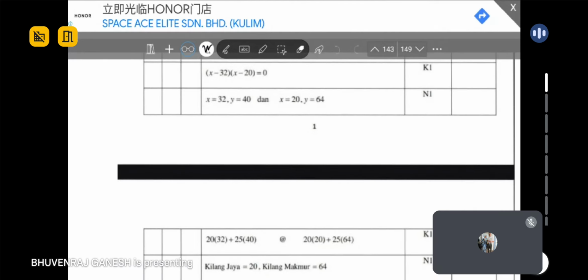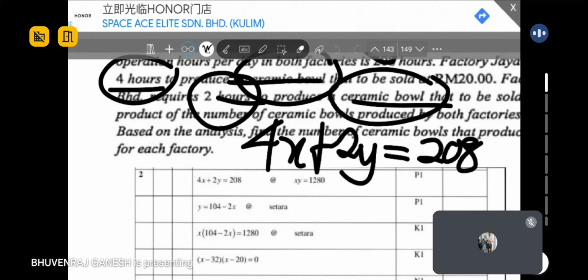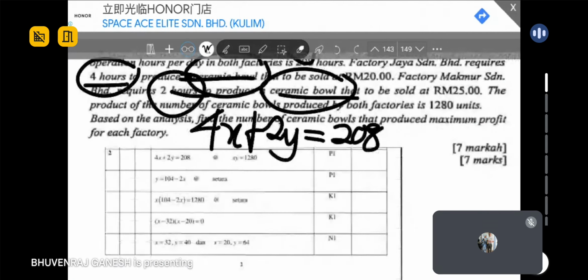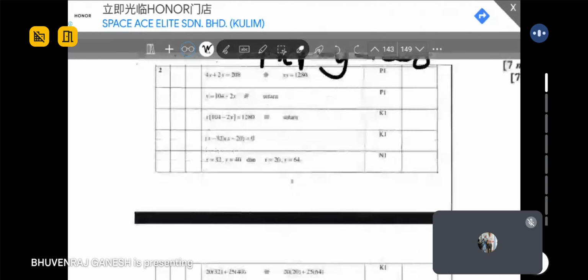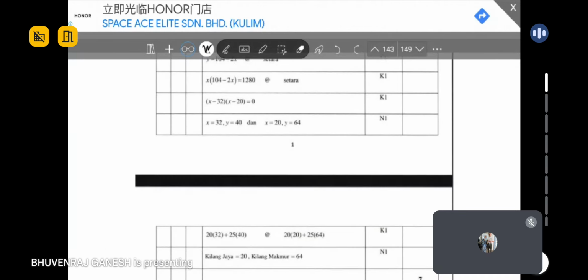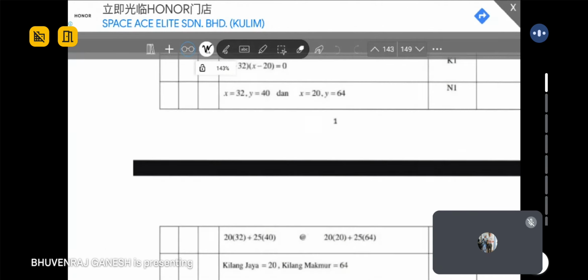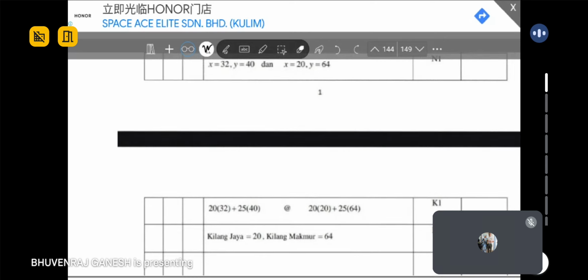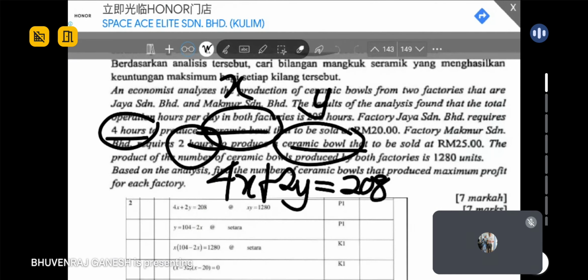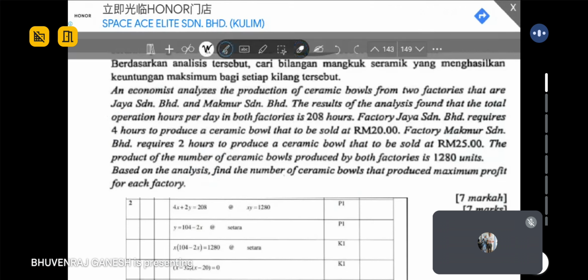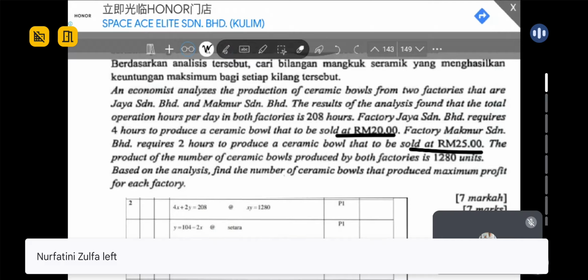Be aware guys, at the end you must do something. They ask you to find the number of ceramic bowls that produce maximum profit. So they want the maximum. Which one will give you the maximum profit? You must calculate, guys. How to count maximum profit? You can use the RM amounts given here, RM20, RM25. Right? So you calculate.